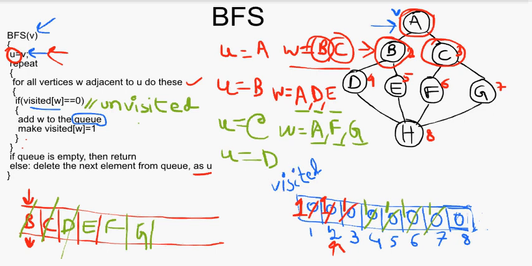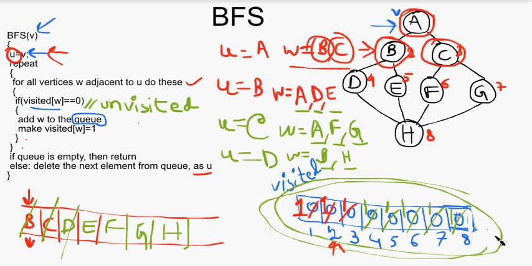So the neighbors are B and H. B is already visited. H will be added to the queue, right? And this will be 1. So now you can see all the elements are visited, but all of them are not explored.